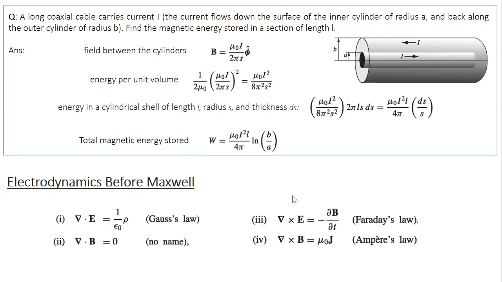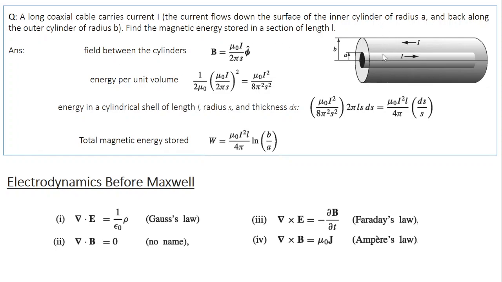Let's do a quick problem. A long coaxial cable carries current I. The current flows down the surface of the inner cylinder of radius A and back along the outer cylinder of radius B. Find the magnetic energy stored in a section of length L.